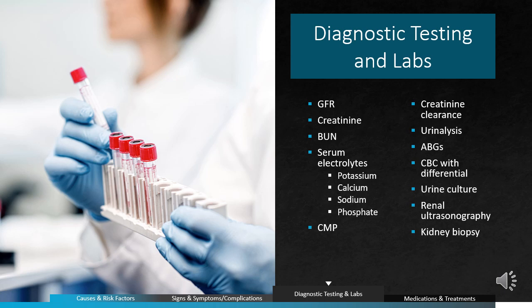In CKD patients, kidney size decreases as nephrons are destroyed and kidney mass is reduced. Kidney biopsy, which may be done to identify the underlying disease process if this is unclear. It is also used to differentiate acute from chronic kidney disease.